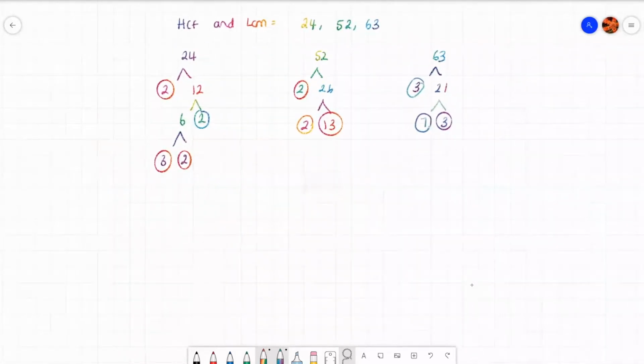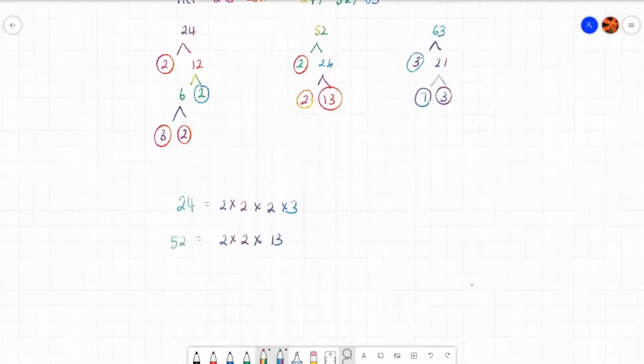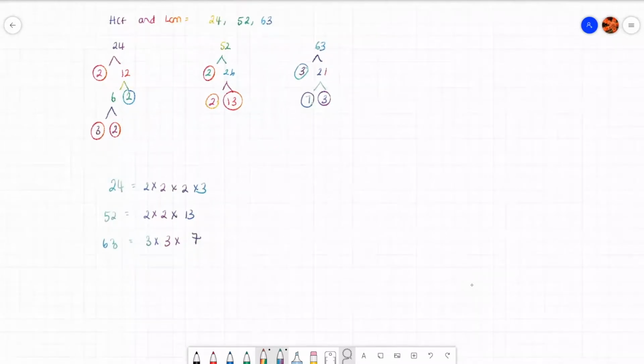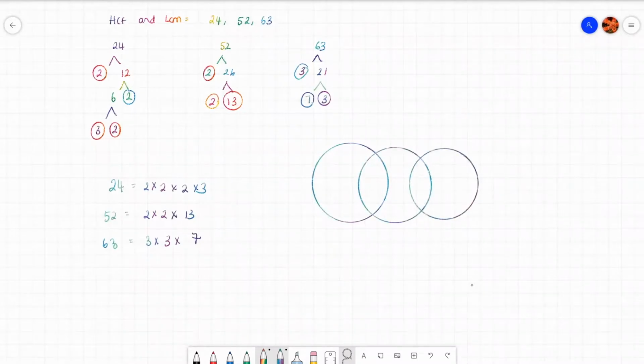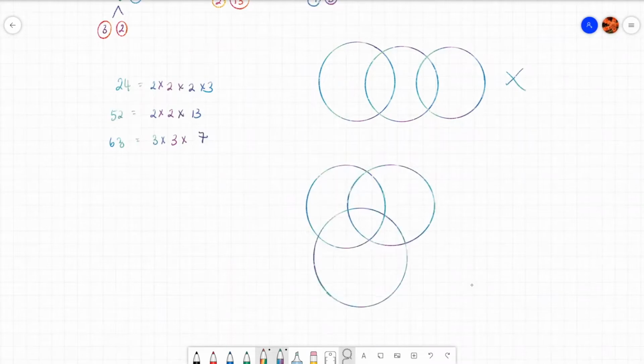Right, so let's have a look. 24 is 2 times 2 times 2 times 3. 52 is 2 times 2 times 13. 63 is 3 times 3 times 7. Right, we're going to have another example with some that have more in common. Because it's 3 circles, often pupils will do 1, 2, 3. Incorrect. If you have 3, it is always 1, 2, and then 1 at the bottom. That is for 24, that's for 52, that's for 63.